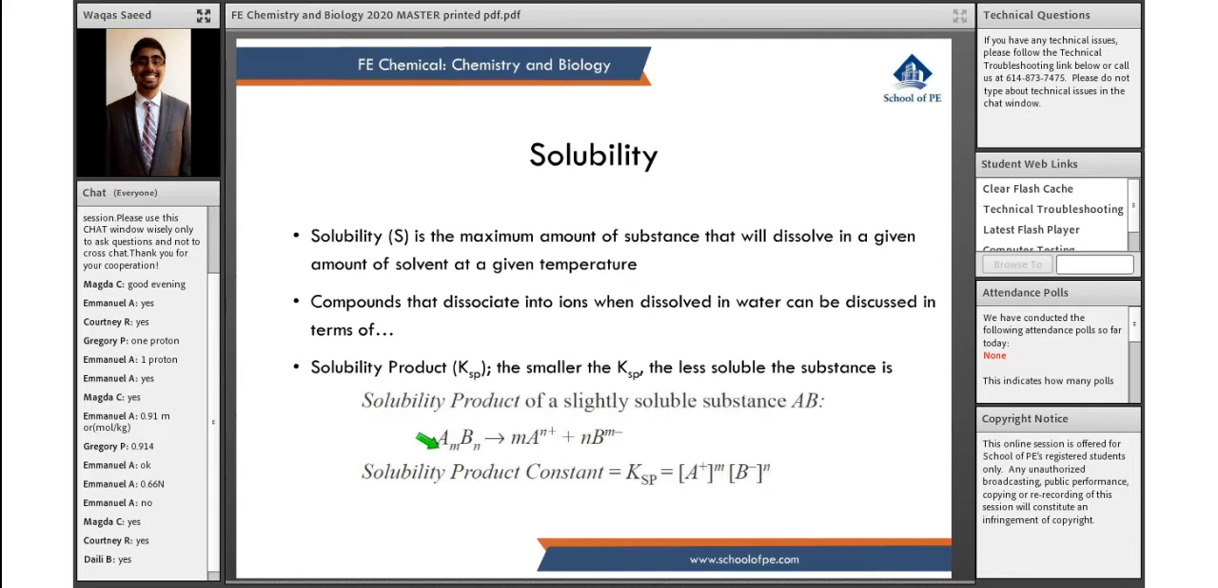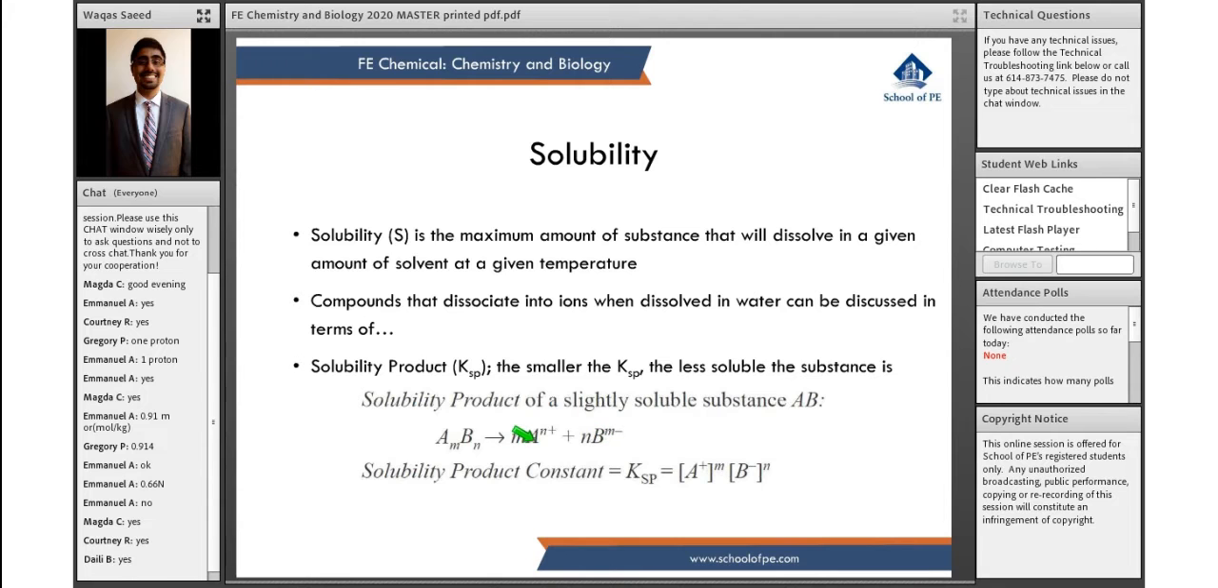AB, if dissociated, is going to form A plus ions and B minus ions. These subscripts here correlate to the stoichiometric coefficients of the ions, and they also correlate to the charge of that ion. So it's kind of interchanged here, right? M and N plus, N and M minus.